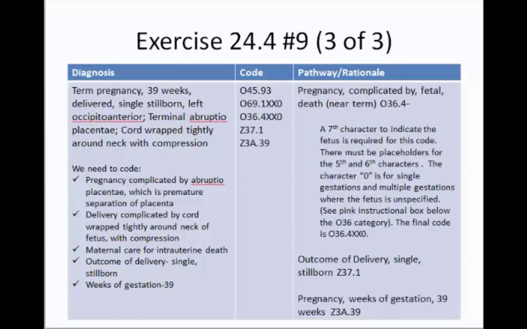And then when we go here, we have to also code maternal care for intrauterine death, the outcome of delivery, and the weeks of gestation. As I mentioned in the previous slide, anytime the baby dies, maternal care is provided, and you are coding pregnancy complicated by fetal death. There's the outcome of delivery, single stillborn, and the pregnancy, weeks of gestation.